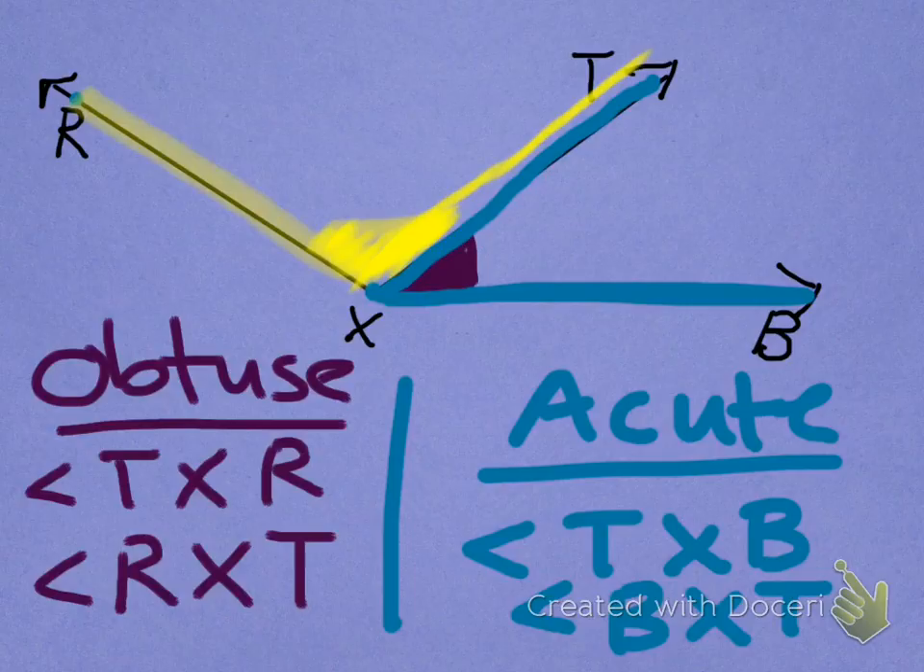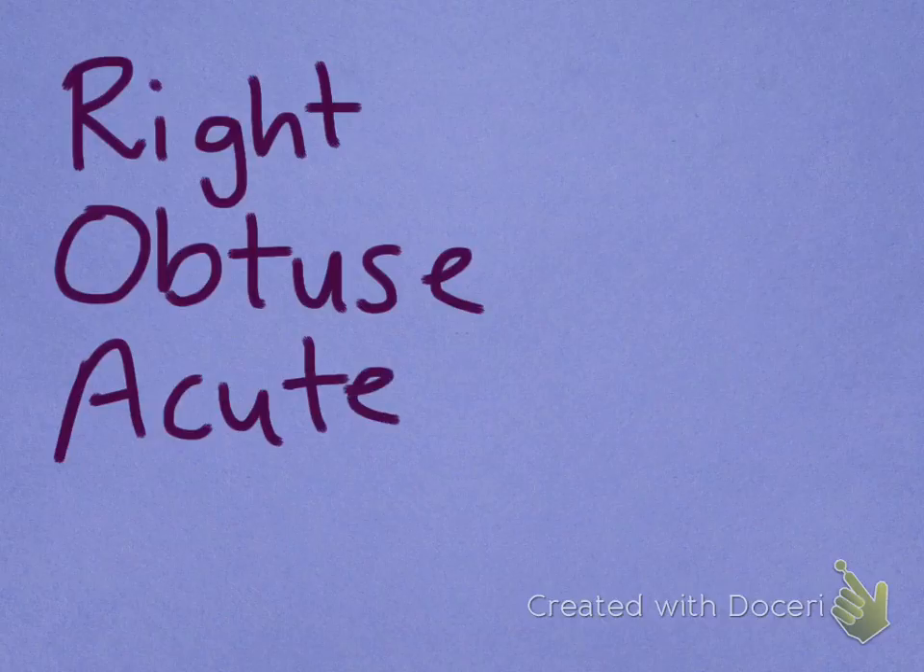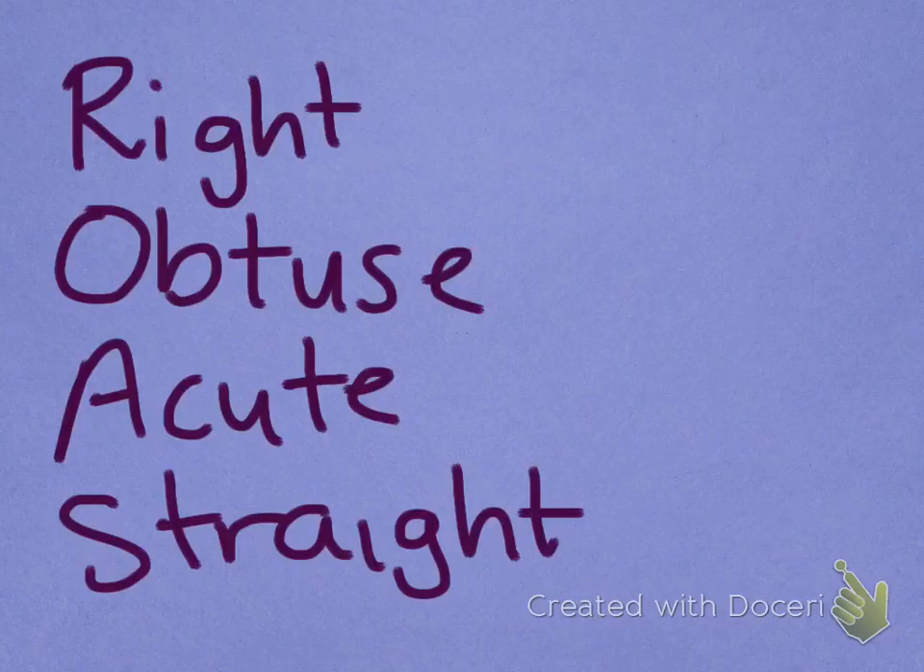Today we learned about different types of angles, and we also learned about how to write the name of an angle. Let's review. We got right angle, we have obtuse angles, acute angles, and straight angles. And we, last but not least, use a little angle symbol when we write the name, having the vertex be the middle letter.